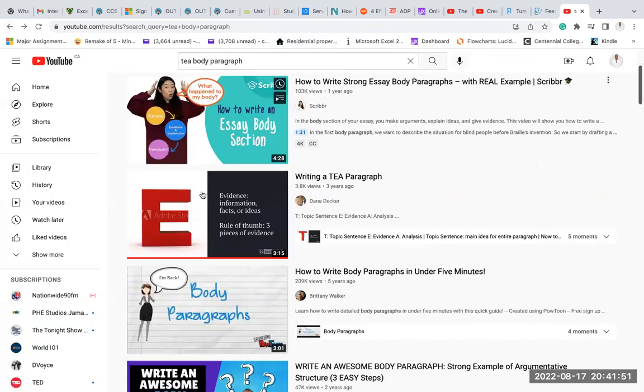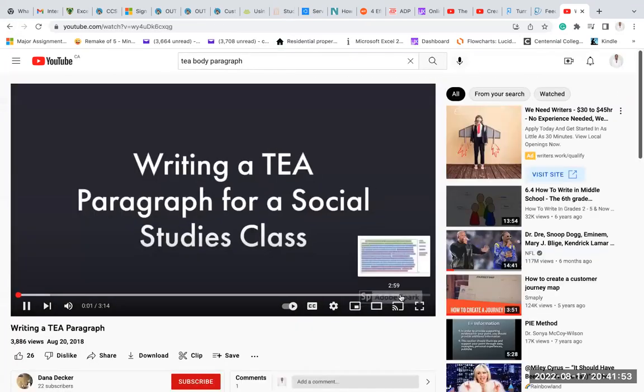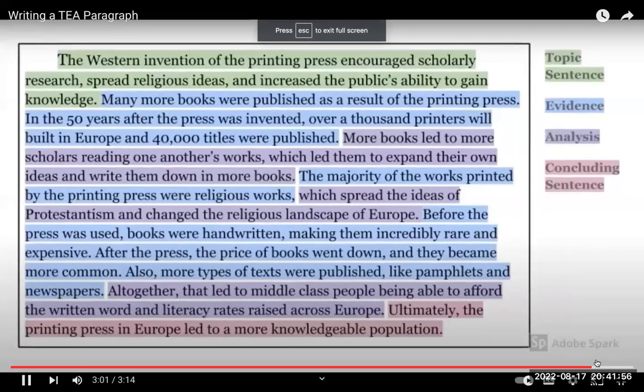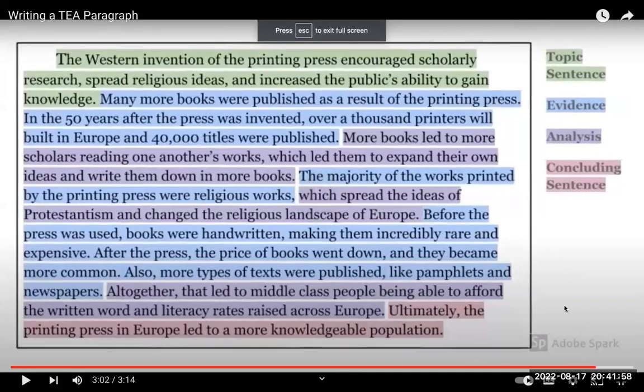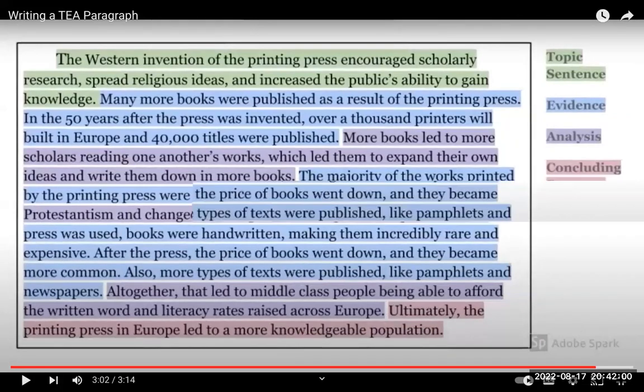Let me go back and just go to the end. For every example paragraph, the last sentence in pink. All right, so I'm going to take a screenshot of this so that you can have it.